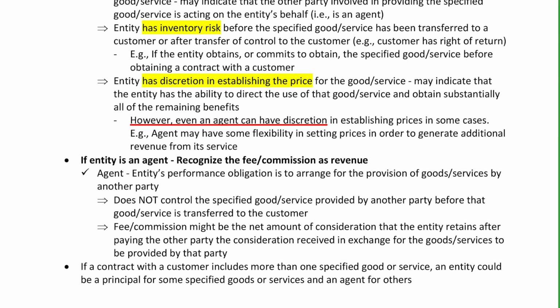Now, if the entity is an agent, put a box around agent, recognize the fee or commission as revenue. Now, agent is when the performance obligation is to arrange for the provision of goods or services by another party. The agent does not control the specified good or service.